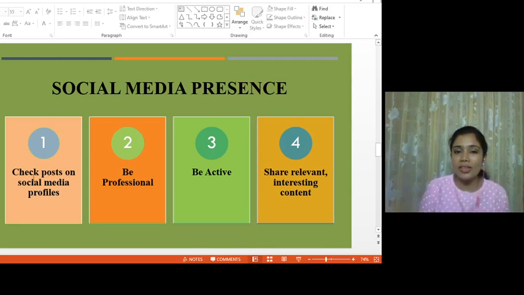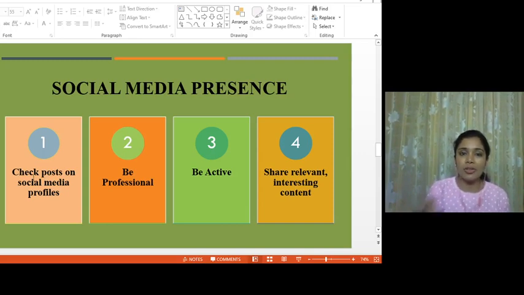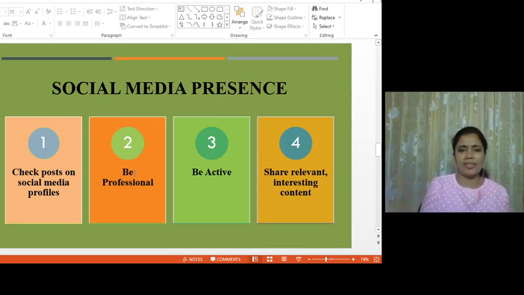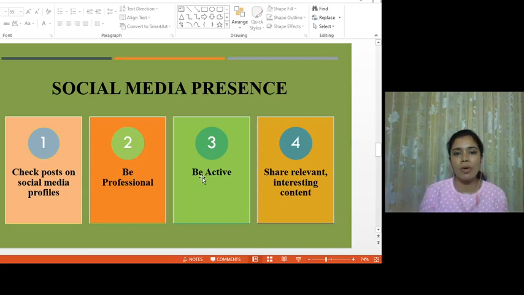So you should check all the posts on all your social media profiles. You should untag yourself from all unprofessional posts, and if you have posted something unprofessional, you should remove it. And being professional is the only key to have a proper social media presence. And be active on social media, because it talks about you, it talks about your interest, it talks about the areas where you pay attention.